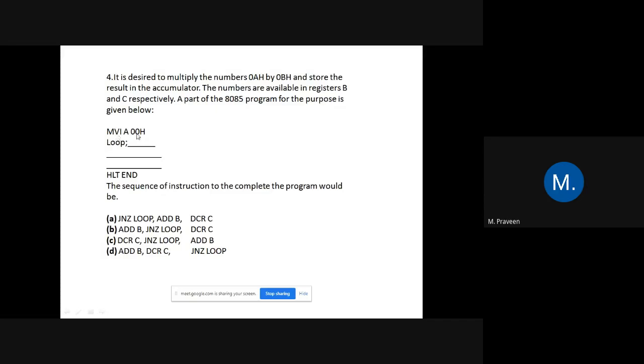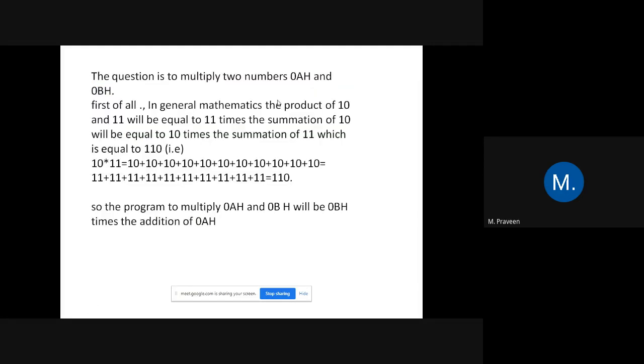Now see the instructions here. In the first instruction, they have given MOV A comma 00. According to this instruction, we are moving the data 00 immediately to the accumulator. Now the value of A is 00. In the program itself, they have given the B value as 0A and the C value as 0B. Based on that, we have to find the left out instruction. So this is the concept.